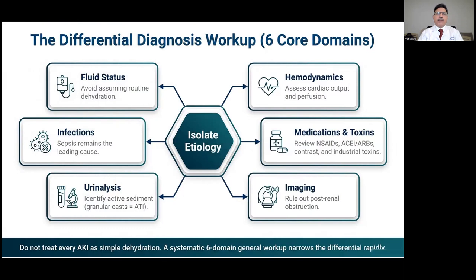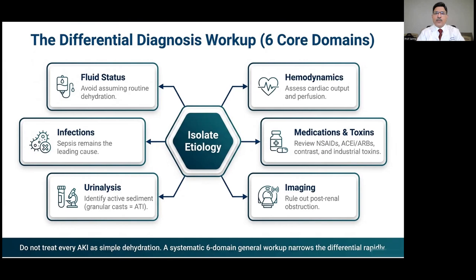Now, differential diagnosis workup. See, six core determinants are there. Look at the fluid status. Avoid assuming routine dehydration. Don't assume rehydration. Why? Sometimes fluid overload can cause AKI. So you measure the fluid status. Infections: sepsis remains the leading cause. Urine analysis: identify the active sediment, granular casts, acute tubular injury. Hemodynamics: assess the cardiac output and perfusion. Medications: review NSAIDs, ACE inhibitors, ARBs, contrast dyes, industrial toxins.